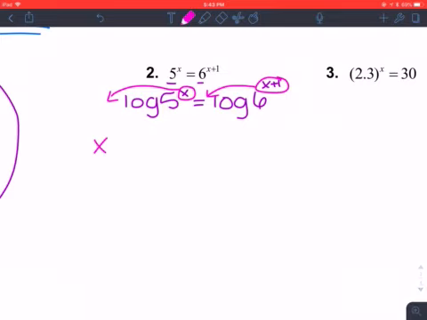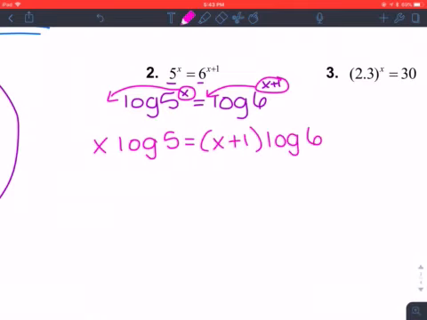It's now a coefficient. So x times log of 5 equals x plus 1 times log of 6. Now those parentheses are necessary because we're not only multiplying the 1 times the log of 6, we're multiplying the whole entire exponent, the x plus 1. Okay, now here, to get x by itself, I need to divide by log of 5 on both sides.